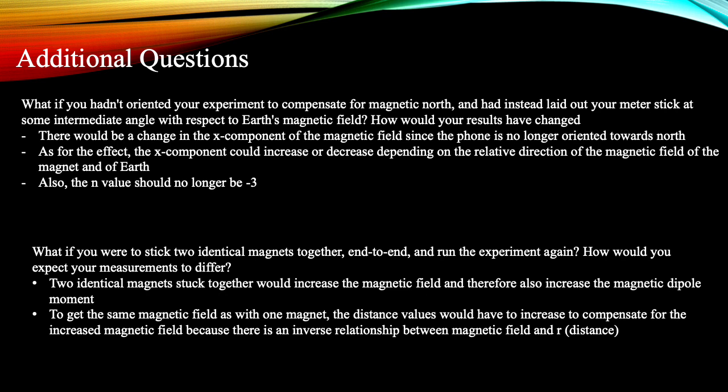As for the second question, two identical magnets stuck together would increase the magnetic field and therefore also increase the magnetic dipole moment. And to get the same magnetic field as with one magnet, the distance values would have to increase to compensate for the increased magnetic field because there is an inverse relationship between magnetic field and R.